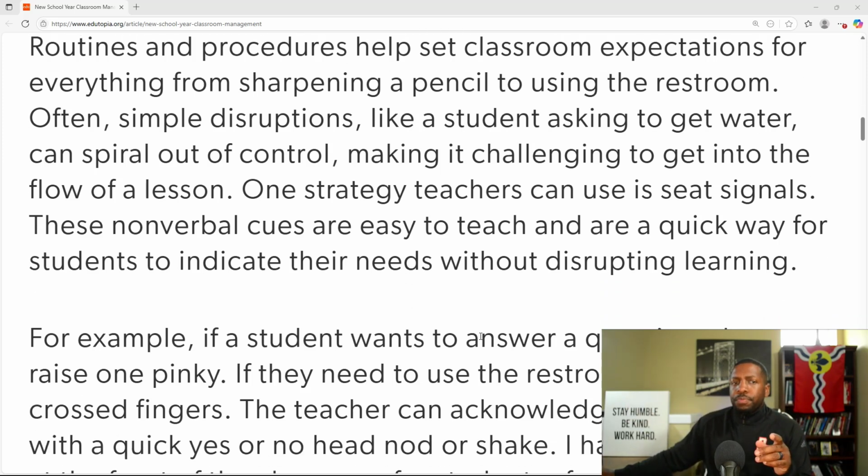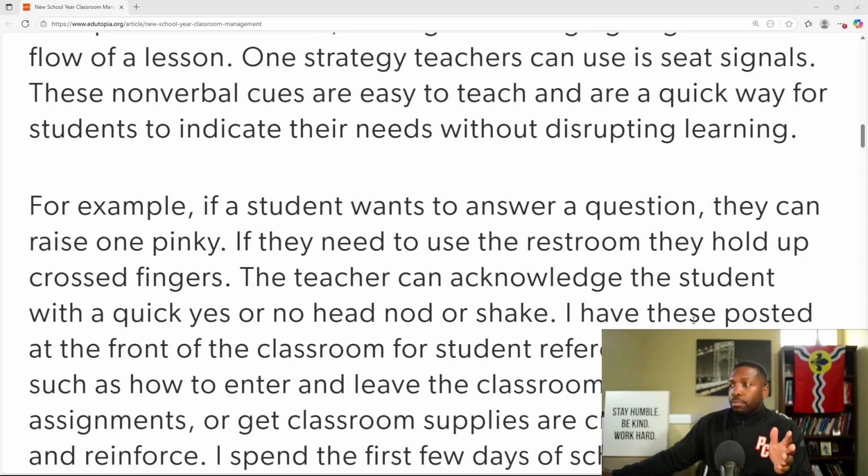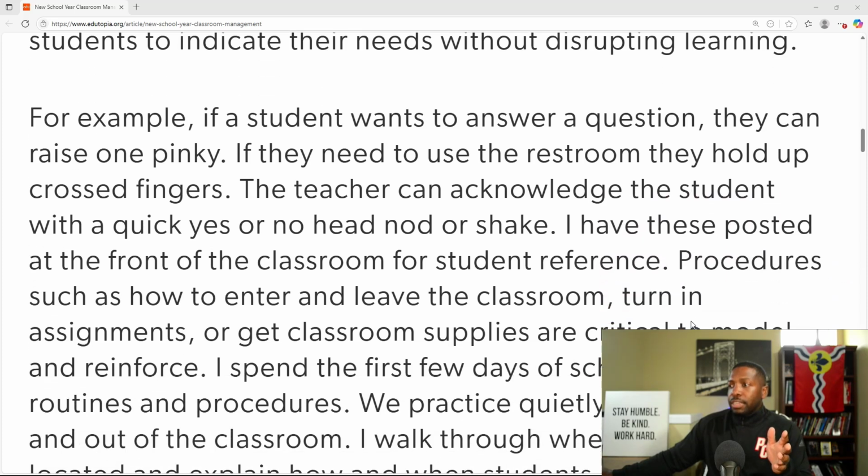Here's an example that the author gives. If a student wants to answer a question, they can raise one pinky. If they need to use the restroom, they hold up crossed fingers. The teacher can acknowledge the student with a quick yes or no, head nod or shake. I have these posted at the front of the classroom for every student to reference. Procedures such as how to enter and leave the classroom, turn in assignments, or get classroom supplies are critical to model and reinforce.